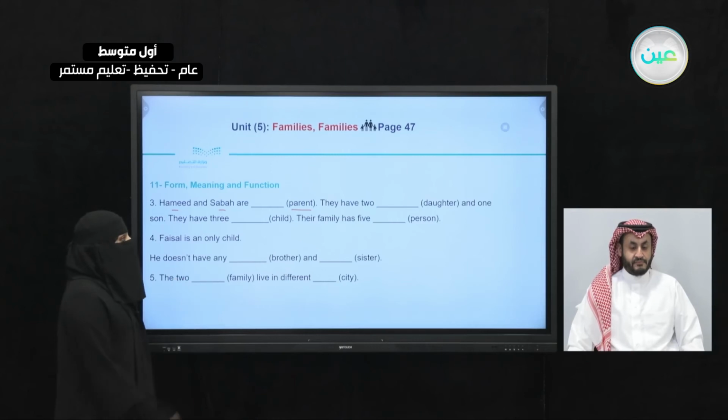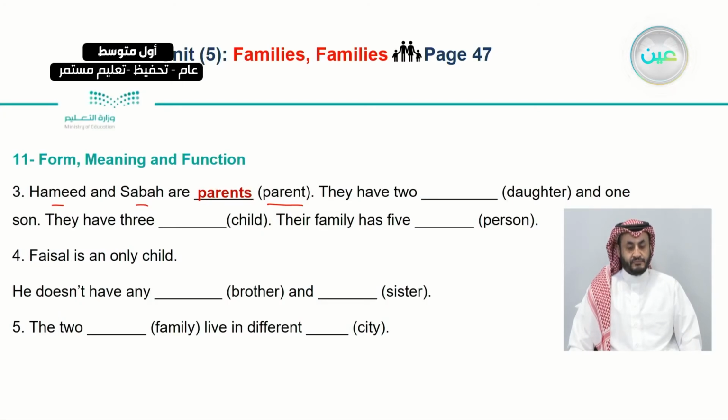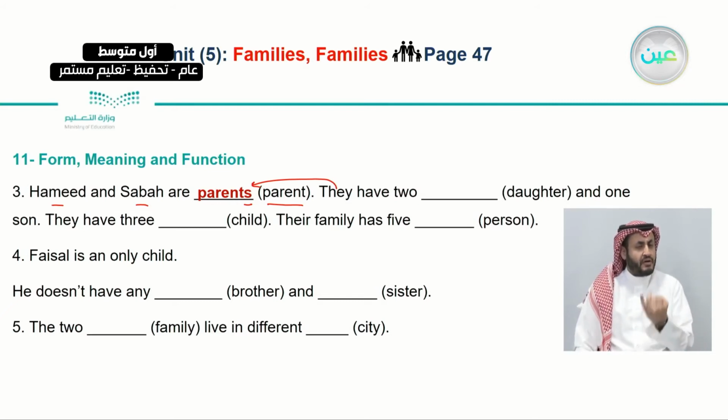Have a look at parent. Is it regular or irregular? It's a regular noun, so parents. It's a slight change, I just add the S in order to make it plural. Parents. This is a familiar word, right? They have, who are they? They refers to whom? To the parents, right? They have two daughters and one son.